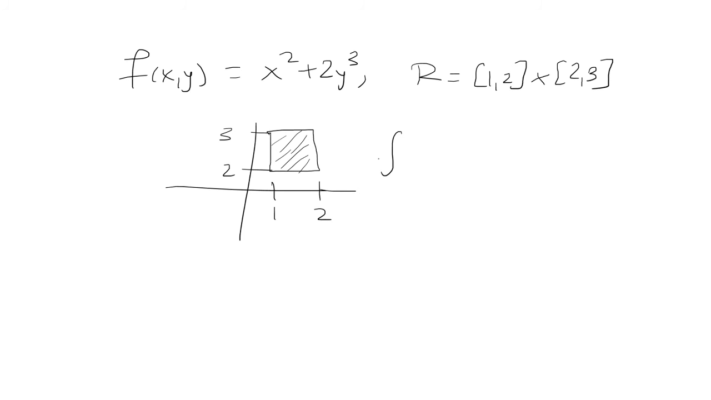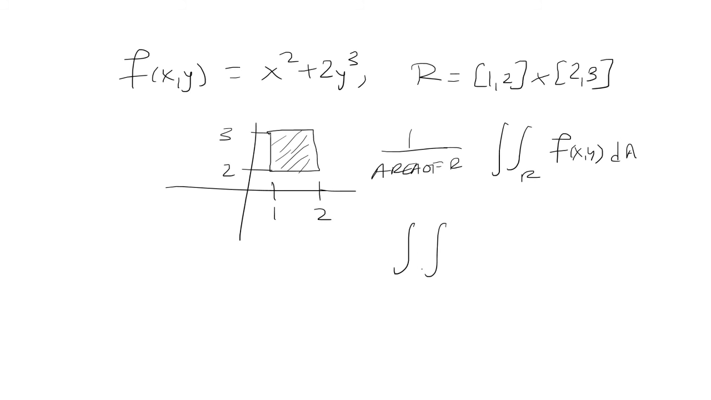Okay, now the form that we're interested in to find the average value is 1 over the area of the region, so area of R, and then double integral of this region, and then f of xy. So the area of the region is just 1 because it's a square with length 1. So I'm not even going to bother writing that out.